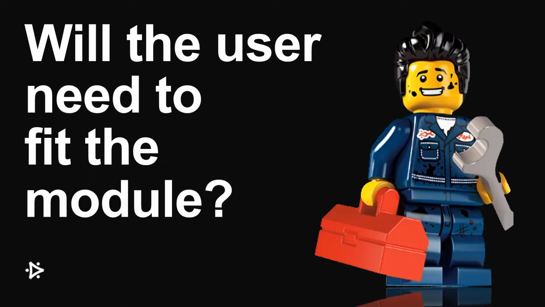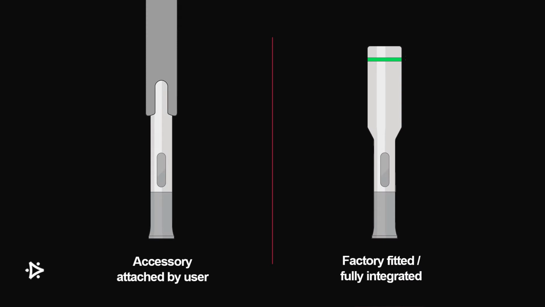Next consideration is how to fit the module. Essentially, we've got 2 options, factory fitted or fitted by the user. And cost is no doubt going to play an important part in this decision. A PCB with 2 to 3 sensors and a Bluetooth module could cost in the region of $2 to $5. So it's going to add significant cost to a disposable device.